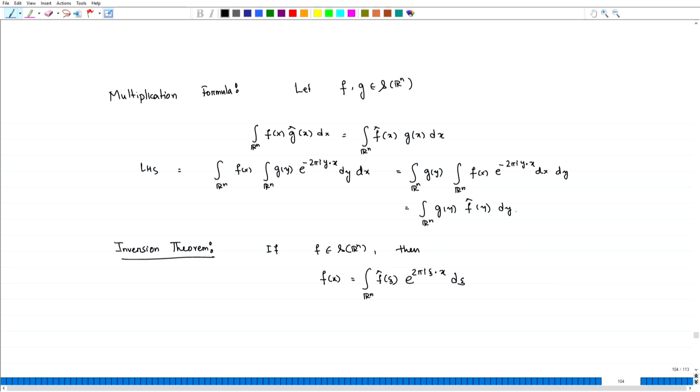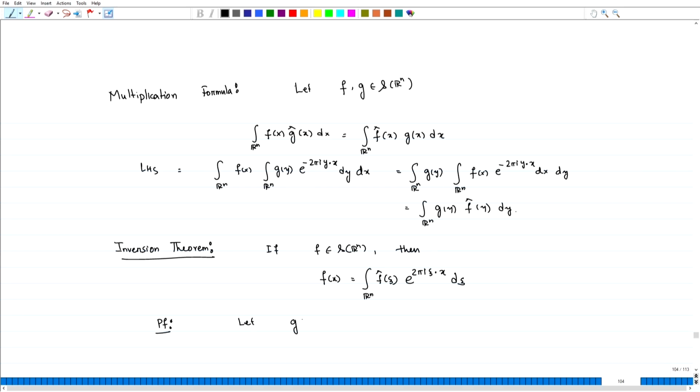Because f is in Schwarz space, we can define the integration of f hat, because f hat is also going to be in the Schwarz space. Now, the idea of the proof is exactly the same as that of R.